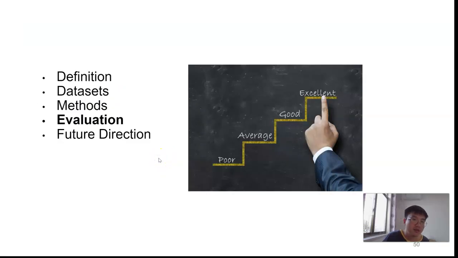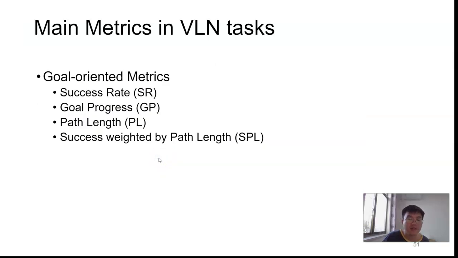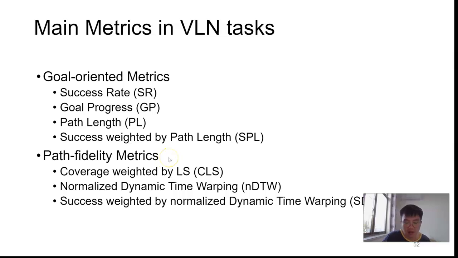Here we introduce some metrics. First, the more intuitive ones: success rate, goal progress, path length, something like that. Those metrics describe whether the agent achieves the goal or not. There is another kind of metric, path fidelity metrics. They describe how much the navigation path matches the ground truth path.